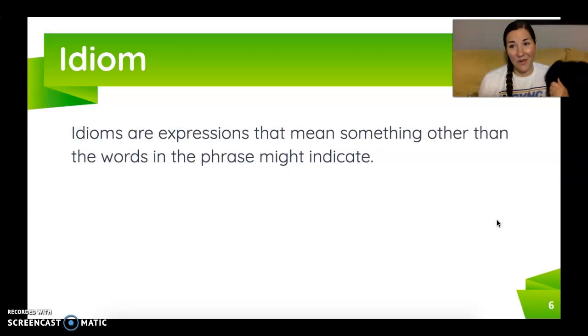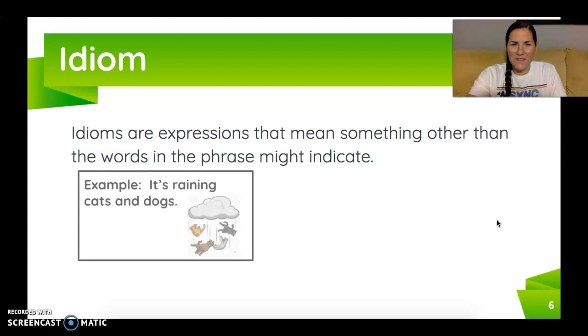Idiom is another form of figurative language. So idioms are expressions that mean something other than the words in the phrase might indicate. So, for example, it's raining cats and dogs. Really, that expression has nothing to do with cats and dogs. And so I have to really think about what that might mean. I have to pick apart that one a little bit.